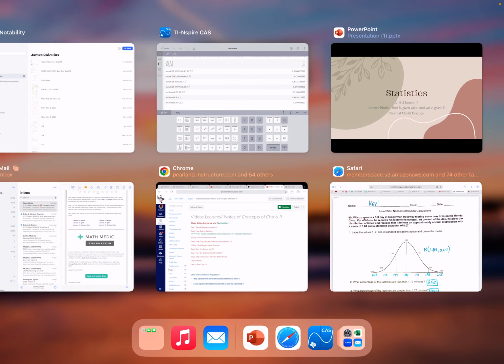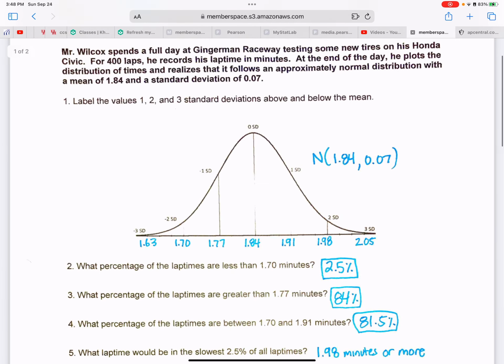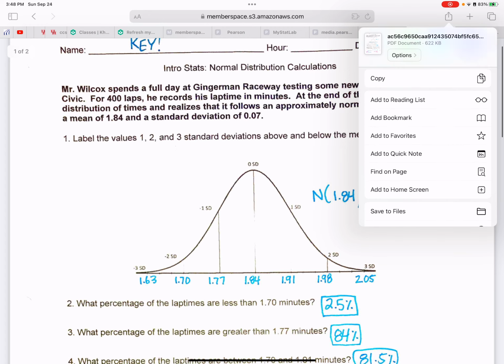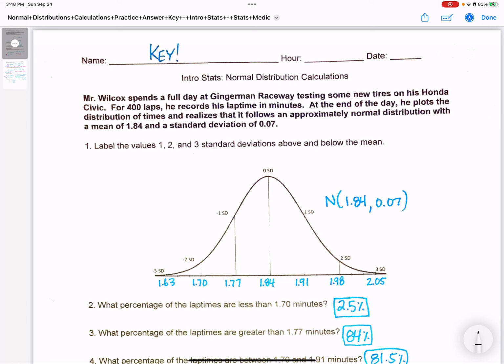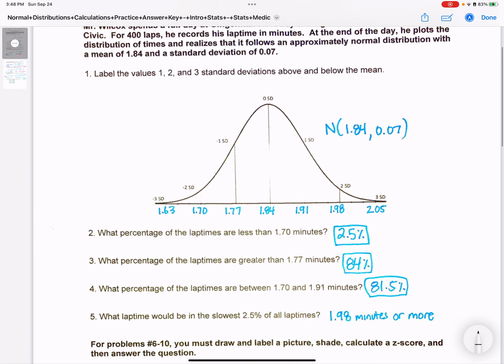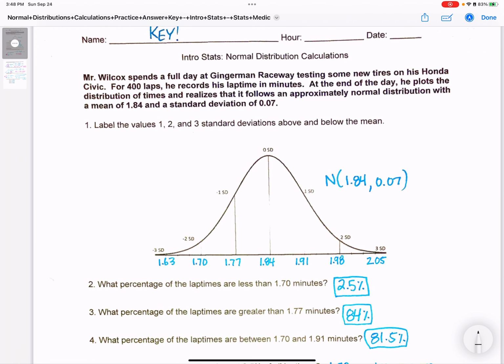Okay, for the first part of this, we are going to look at the way that I showed you how to do it when it's asking for a value under the curve that is right on one of the standard deviations. The first step is to label the mean of 1.84 and a standard deviation of 0.07. And this is seconds. It takes 1.84 seconds on average for a car in the Gingerman Raceway to go around the track with a standard deviation of 0.07 seconds.